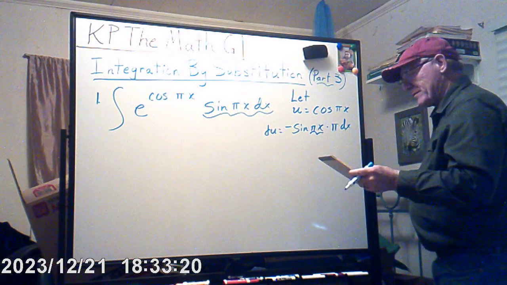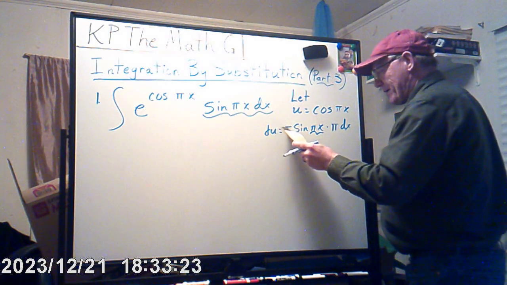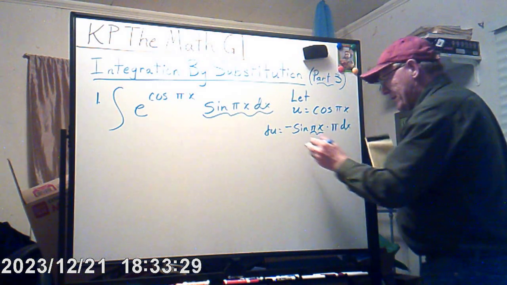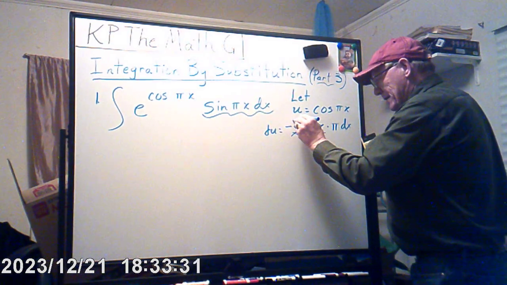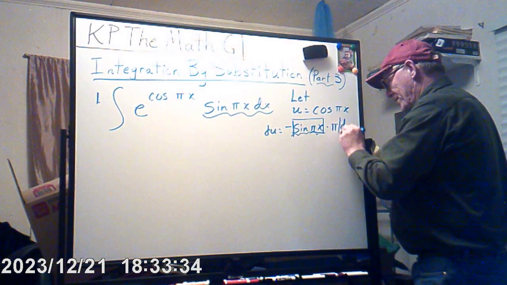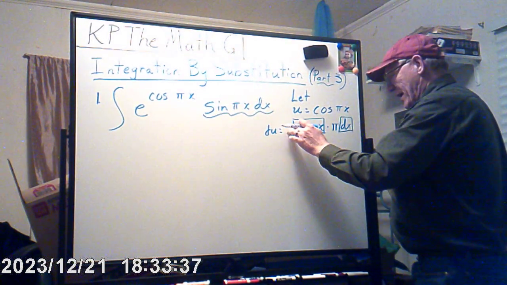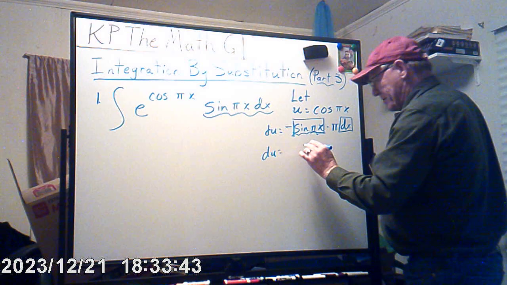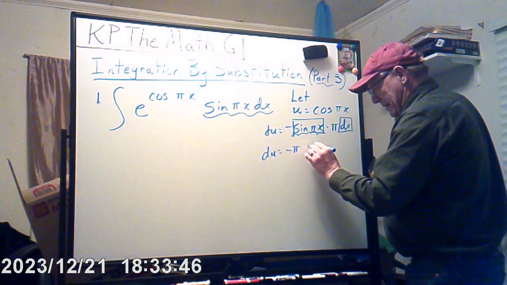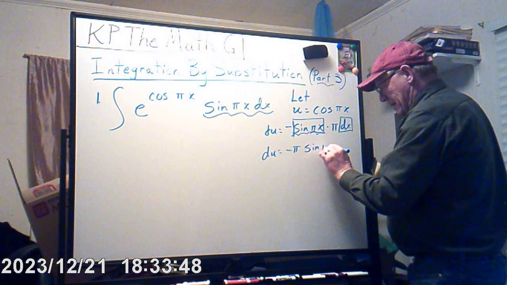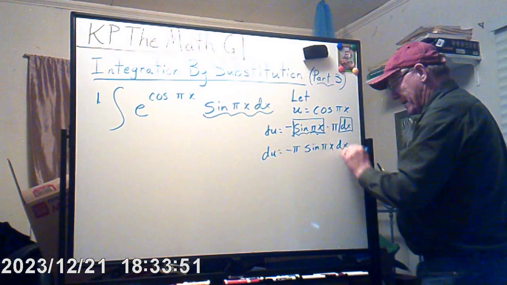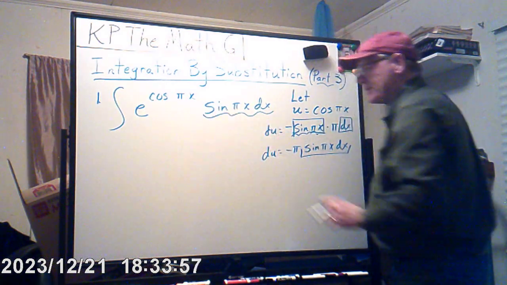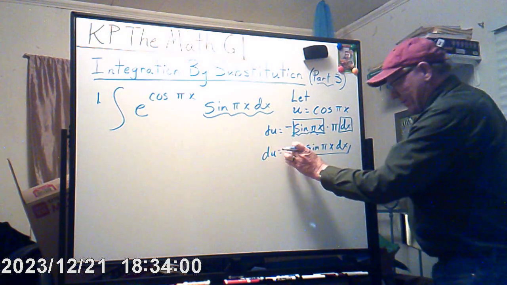Now, do I have it all? Well, I've got too much actually. I've got a negative sign for one thing, and I do have sine pi x right here, and I do have dx. And I've got a little too much here, don't I? Okay, so let's rewrite this. du is equal to negative pi sine pi x dx. I have that right here, but I have this also.